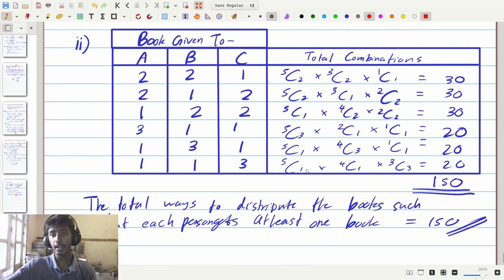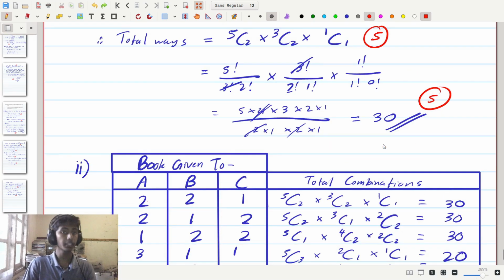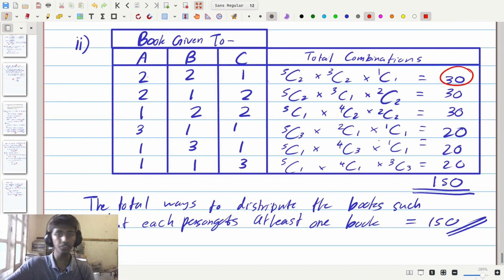And in a table like this, you're going to have each of these rows getting a certain number of marks. Now, the first row where you have 2 to A, 2 to B, and 1 to C actually gets 0 marks. And the reason for that is that this exact question was solved previously up here. Due to that, you don't get any marks for this 30. However, for this one you get 5 marks, for this one you get 5 marks, for this one you get 5 marks, for this one you get 5 marks, and for this one you get 5 marks.